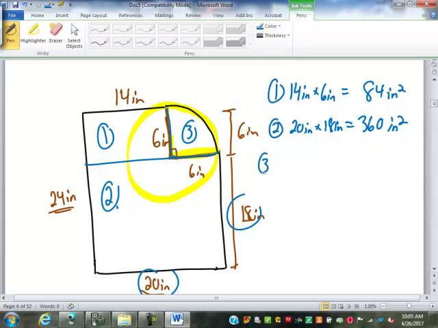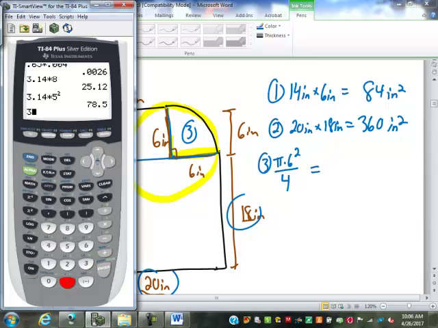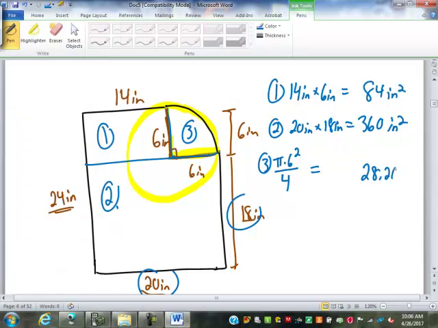Piece 3 we have not found yet. That's going to be pi times 6 squared. That would be this whole circle here. What do I have to do to it, though? Divide by 4. Why 4? It's only a fourth of a circle. So this is pi, 3.14, times 6 squared divided by 4. 28.26. We add those all up to 472.26 inches squared.